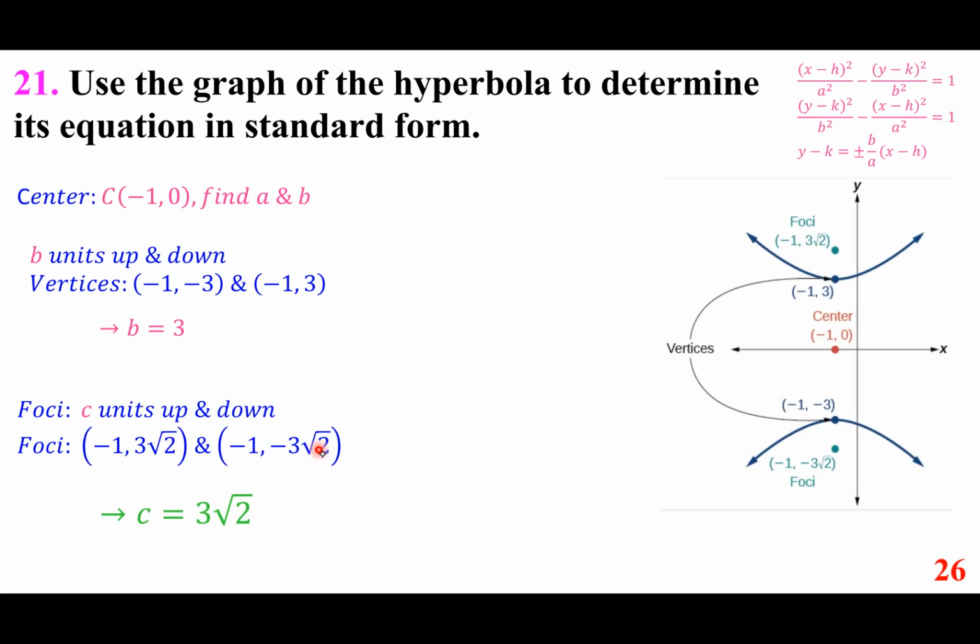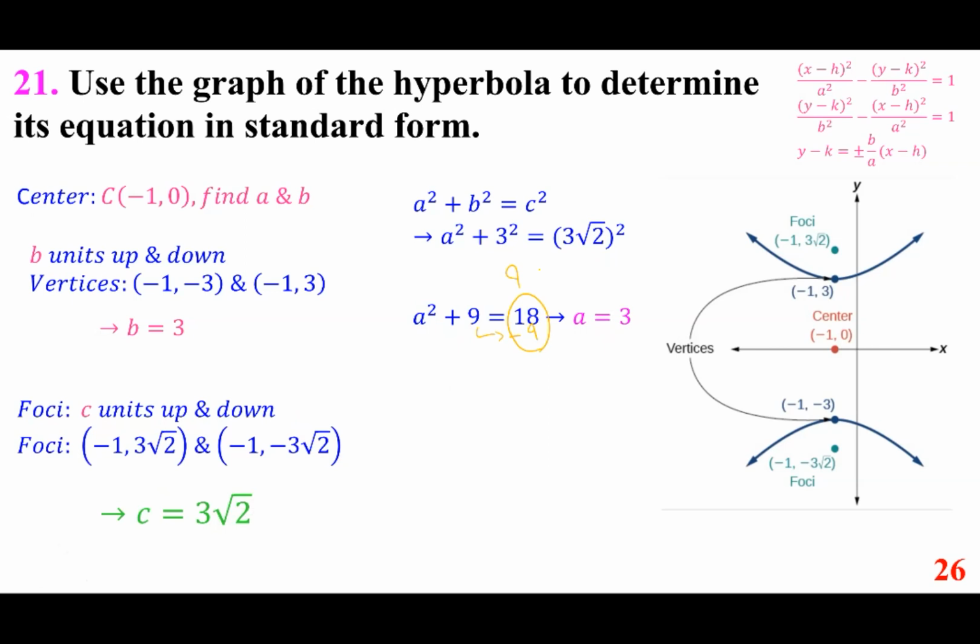Now we know a squared plus b squared equals c squared, and c is always the largest one in the case of a hyperbola. So what is a? We don't have it. What is b? 3, so b squared is 9. What is c? 3√2. When you square this, 9 times 2, their product is 18. And therefore, a squared is 9, a is 3.